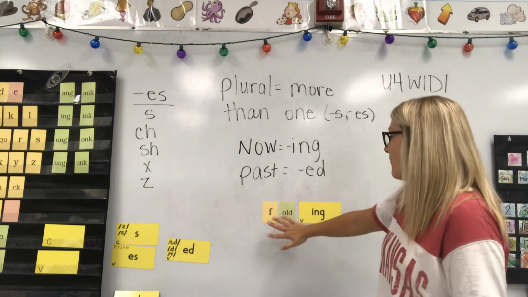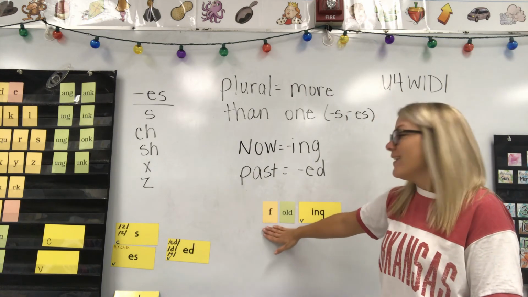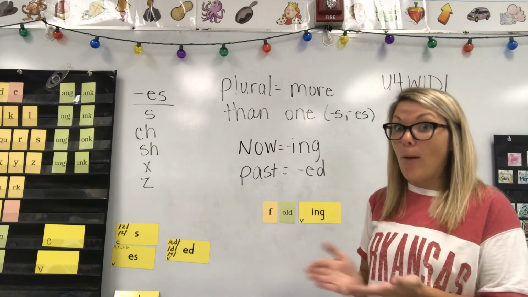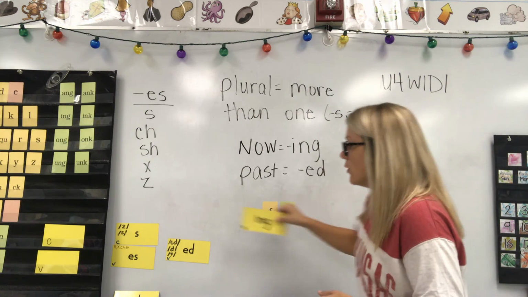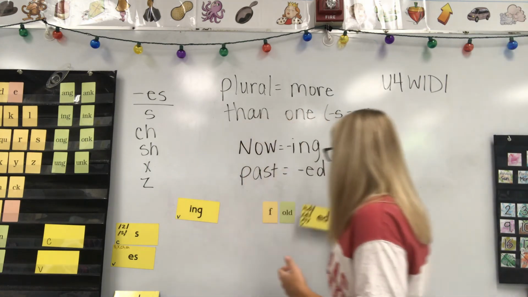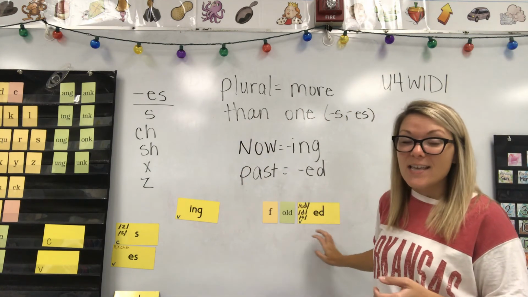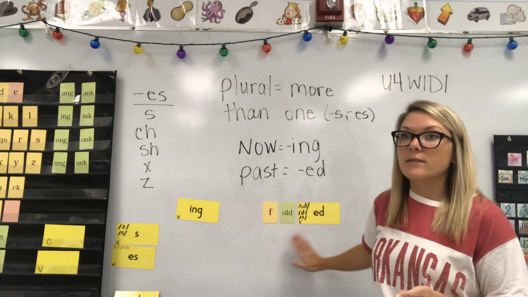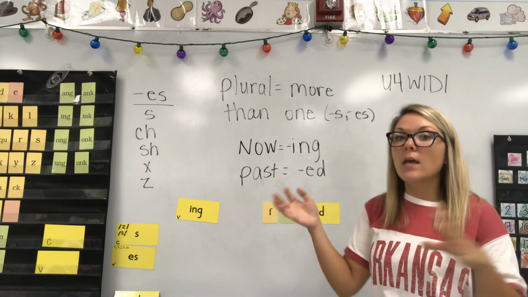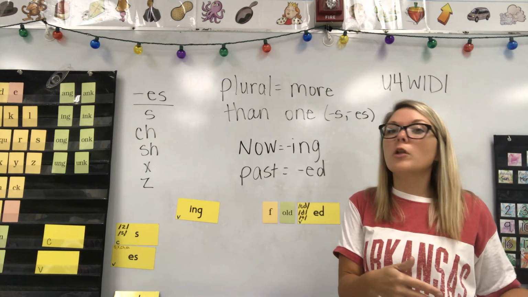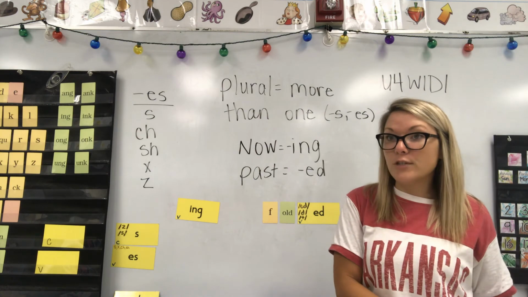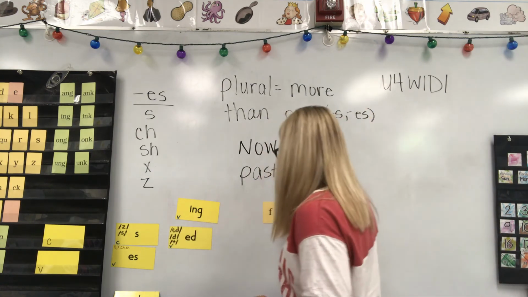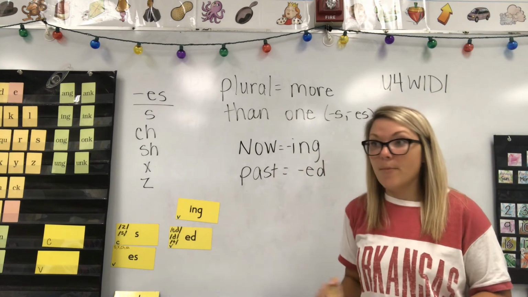Okay, so I have my base word fold. I can say I'm folding a towel. Okay, so I'm doing it right now. I'm folding a towel. Or I could say I folded a towel yesterday. Okay, so ed is used for past tense. It happened earlier in the day, or it happened another day, but it's already happened. Okay, so ed is already happened, and ing is happening now.